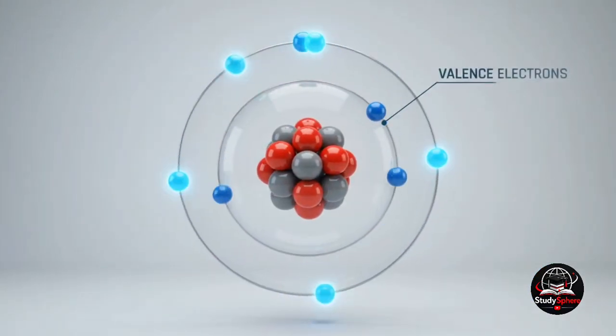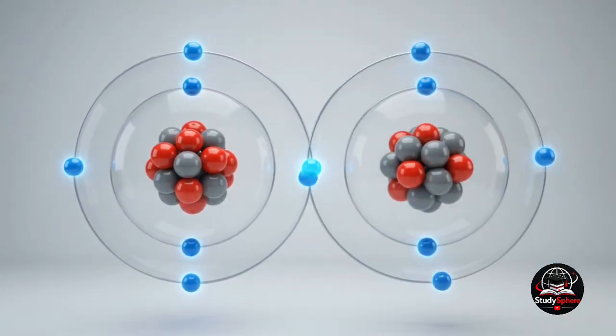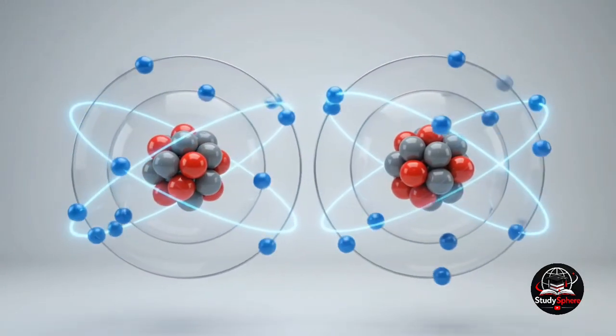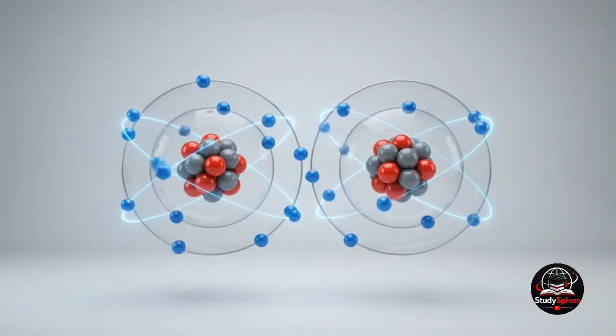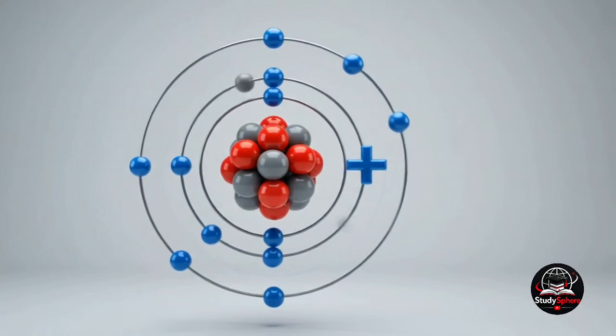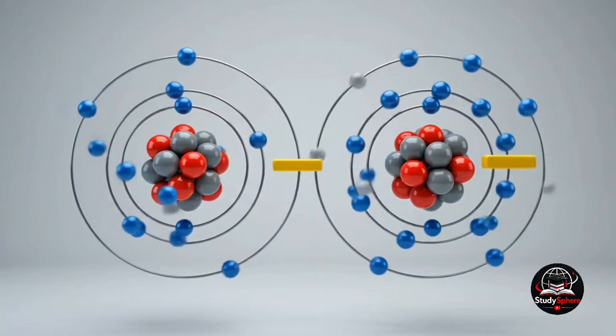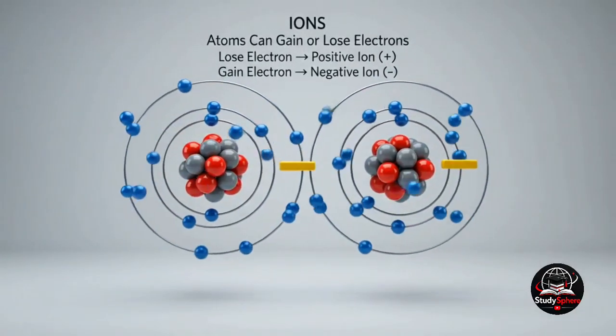Valence electrons are the electrons in an atom's outermost shell. They are especially important because they determine how an atom interacts and bonds with other atoms. Atoms can gain or lose electrons. Losing electrons makes an atom positively charged, while gaining electrons makes it negatively charged. These charged atoms are called ions.